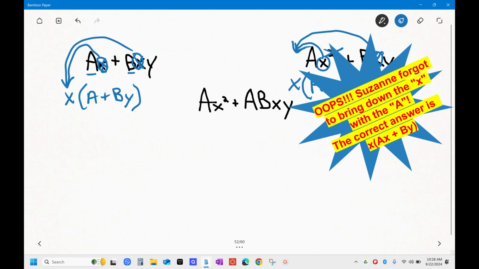Now this last one is ax squared plus abxy. Well, they both have an a in common. So we're going to take those a's out, put it outside the parentheses, and they both have one x in common. So this gets rid of the x's, and this gets rid of one of the x's.